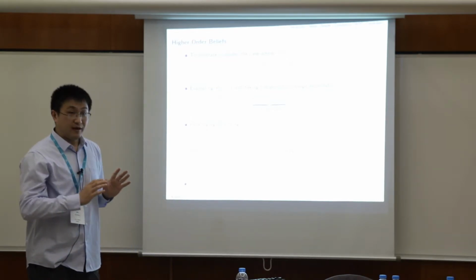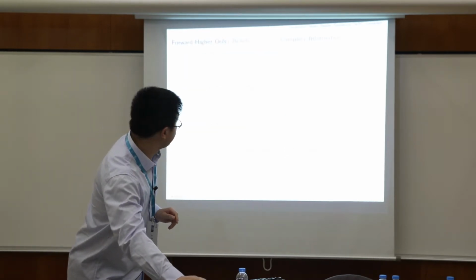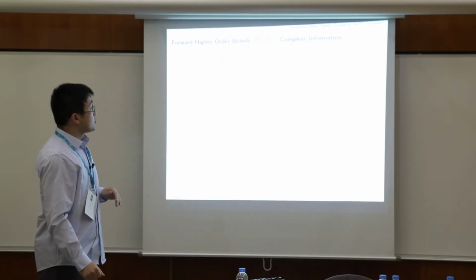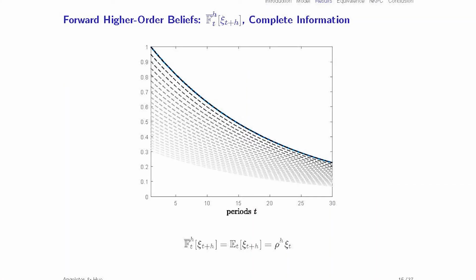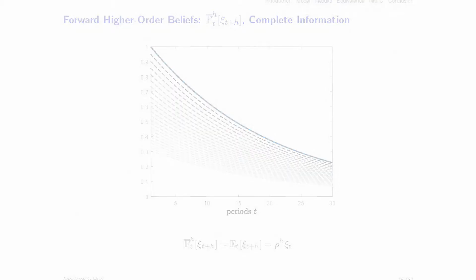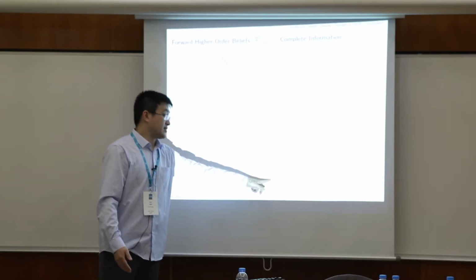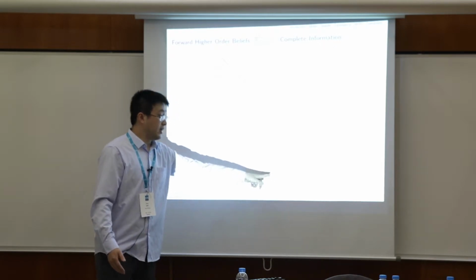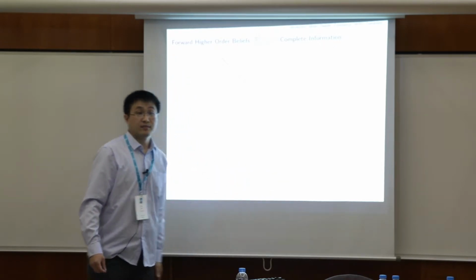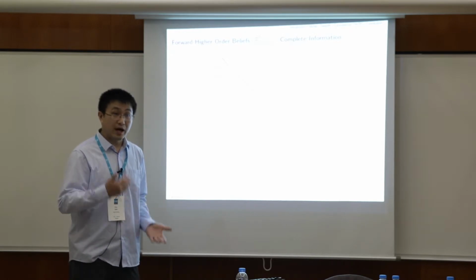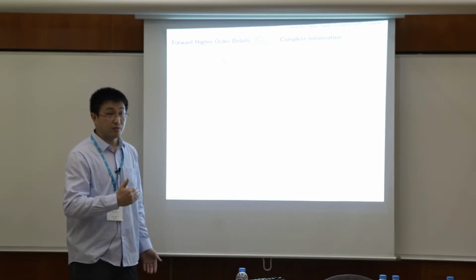Just to give you a visual sense of how these things look. If we start with this complete information benchmark, with complete information everybody shares the same information set, so the law of iterated expectations is going to work. And all this forward higher order belief is going to be the same as the first order belief. In this case, the forward higher order belief in H periods is the same as the first order belief for the fundamental in H periods, and this is equal to rho to the power of H times the current fundamental, which is proportional to the current fundamental, just scaling down a little bit.